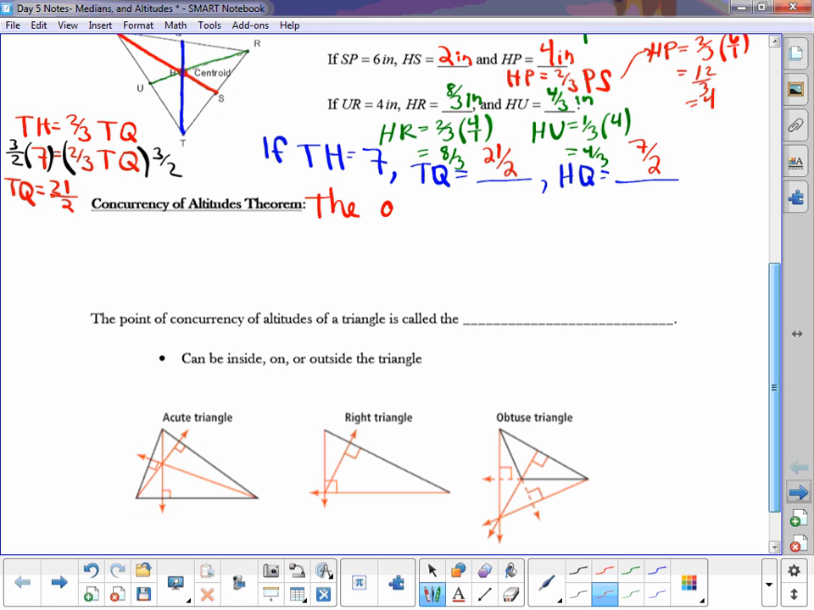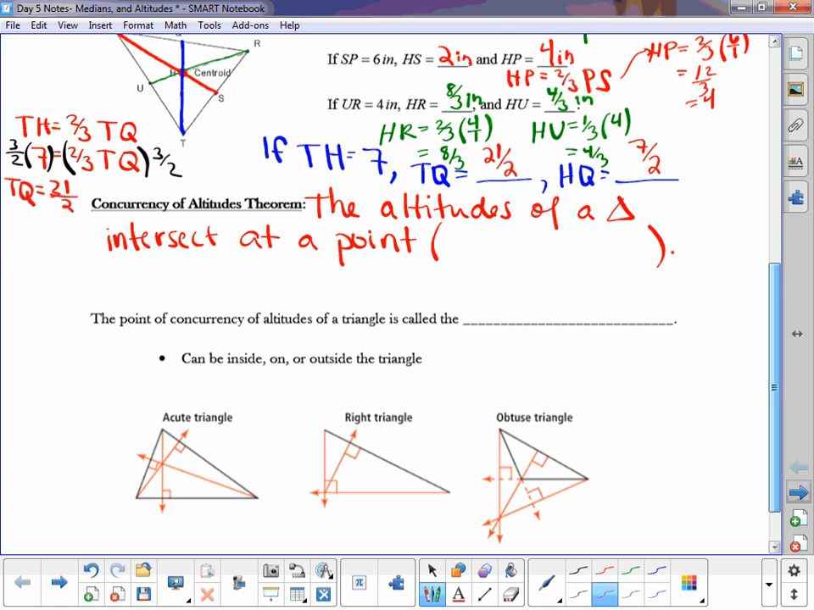The altitudes of a triangle intersect at a point. That's all it is.